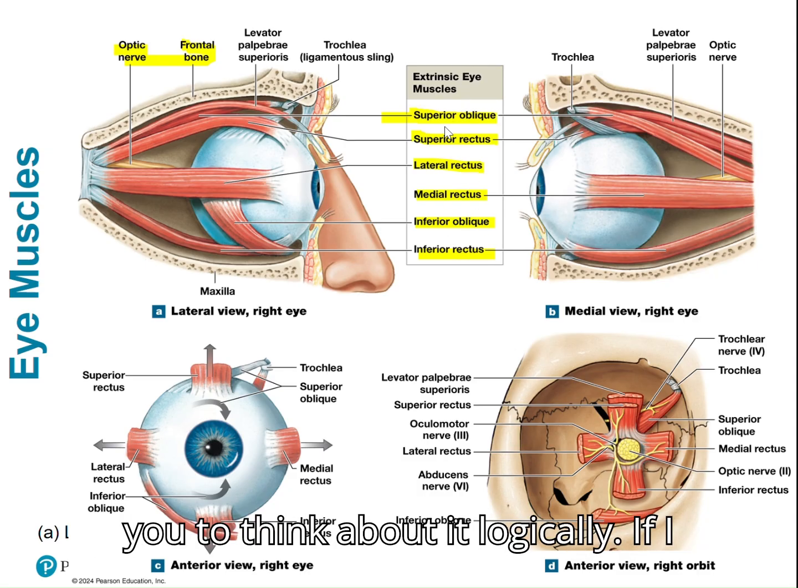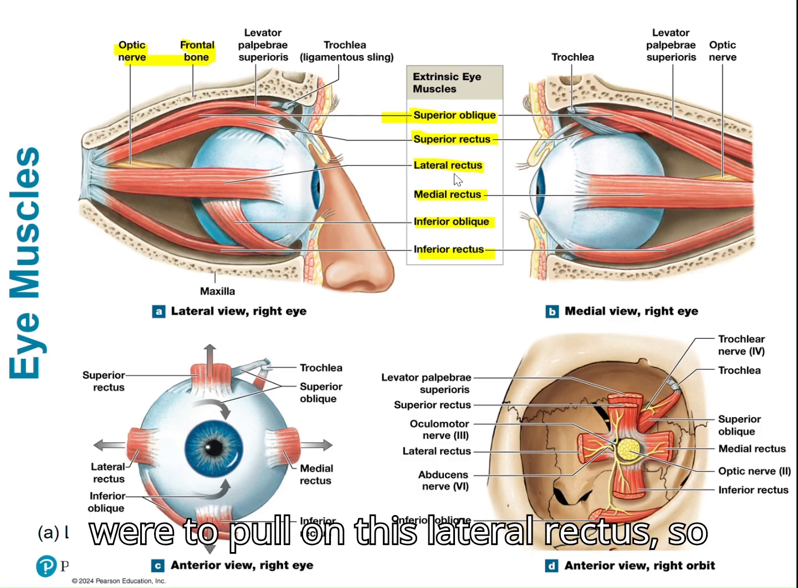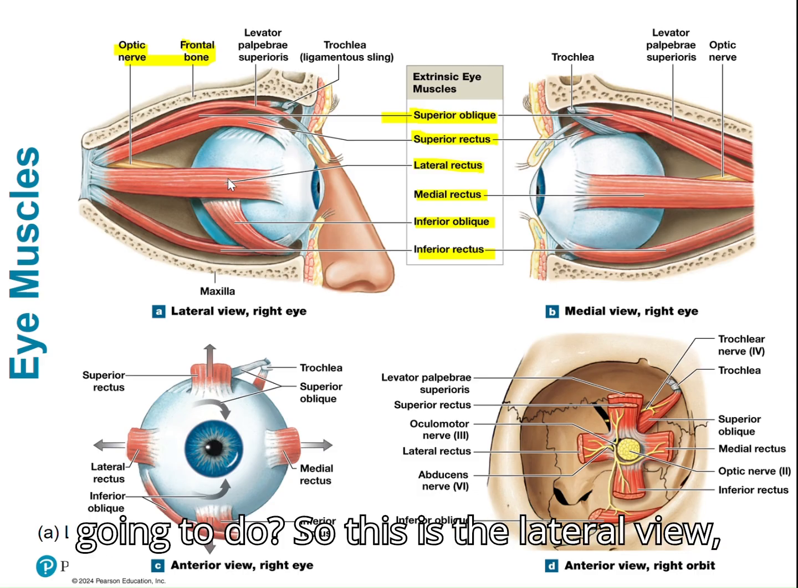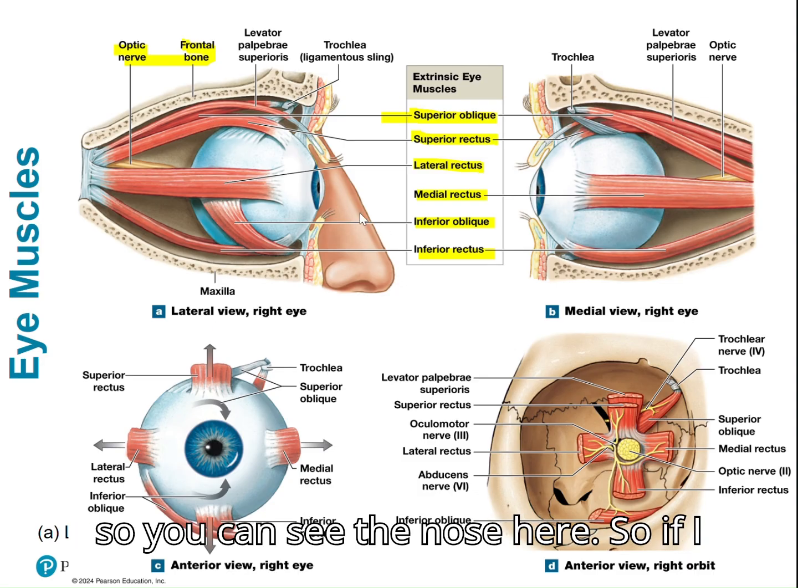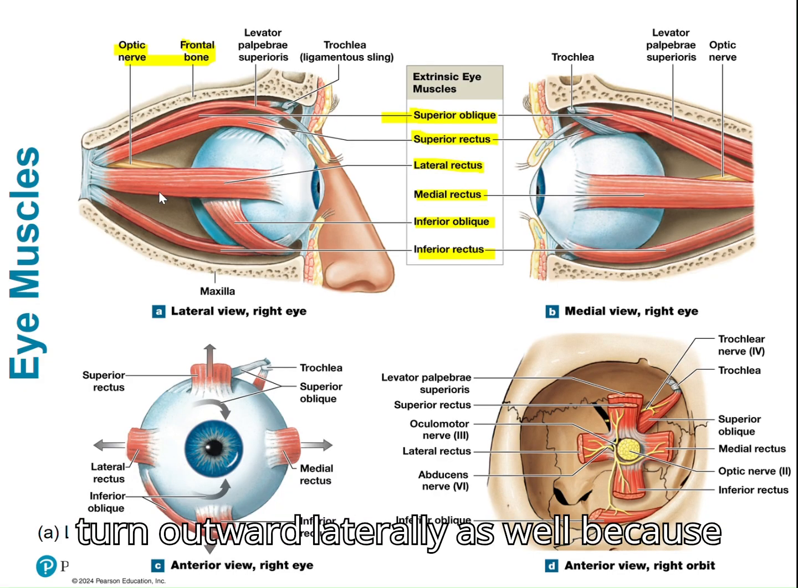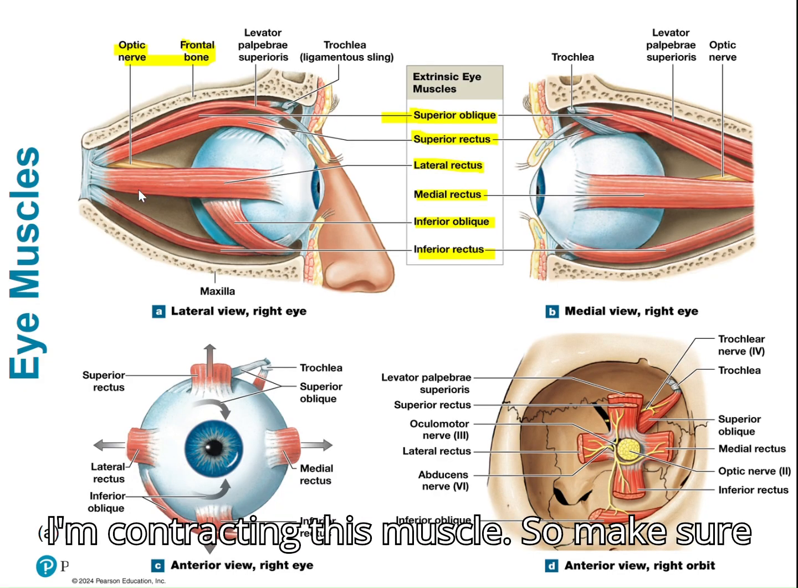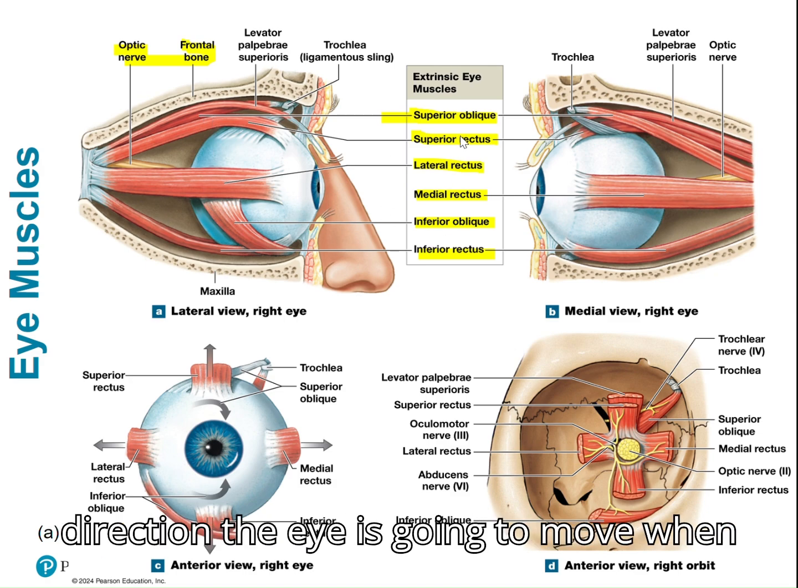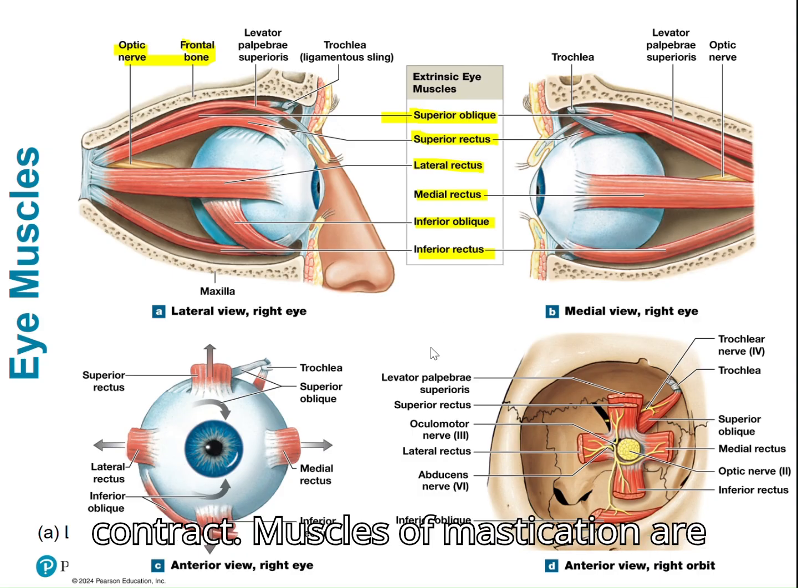So I would like you to think about it logically. If I were to pull on this lateral rectus, what is my eye going to do? This is the lateral view, so you can see the nose here. If I were to pull on this, then the eye would turn outward laterally because I'm contracting this muscle. So make sure you're able to figure out exactly what direction the eye is going to move when these different muscles contract.